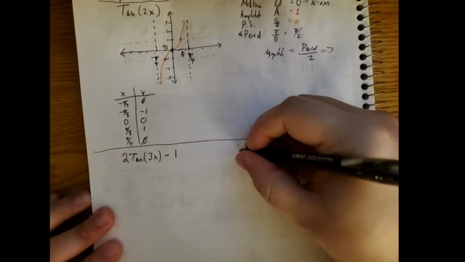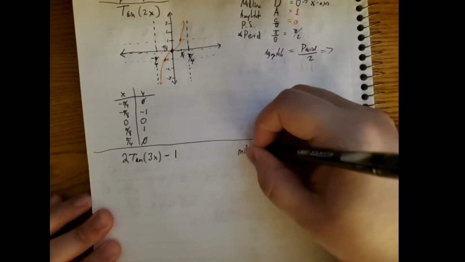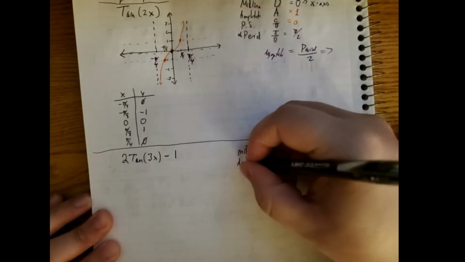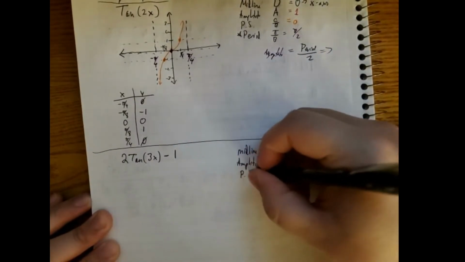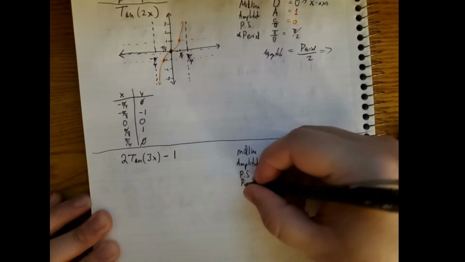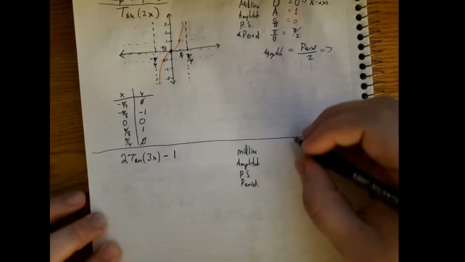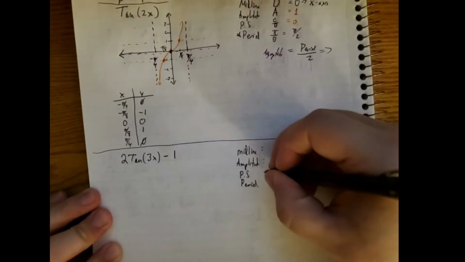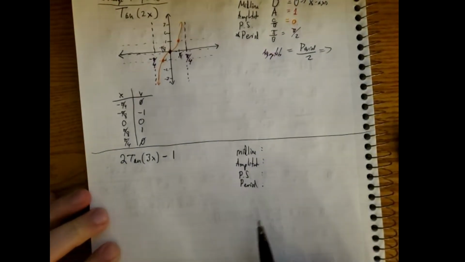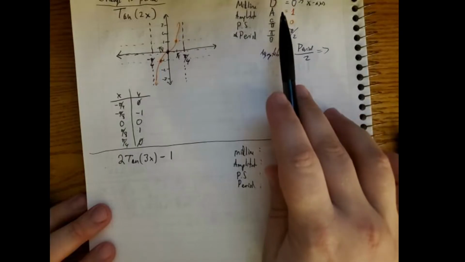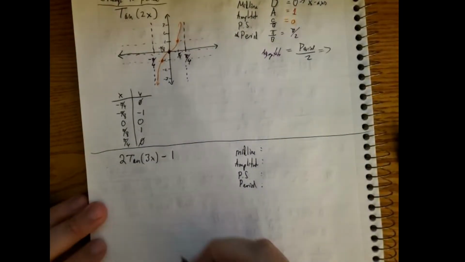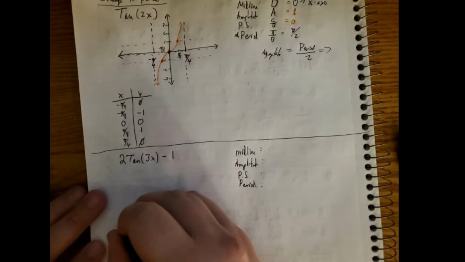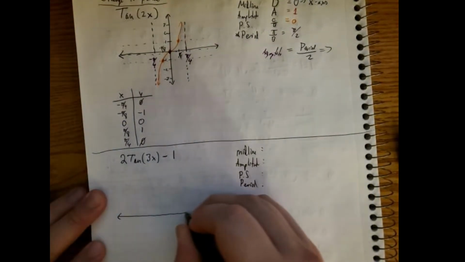So let's list all what's going to happen here. We have our midline. We have our amplitude. We have our phase shift. And we have our period. Each one is going to do something a little bit different. And so again, these are based upon our values of d, a, c over b, and pi over b. Let's start by drawing my grid.